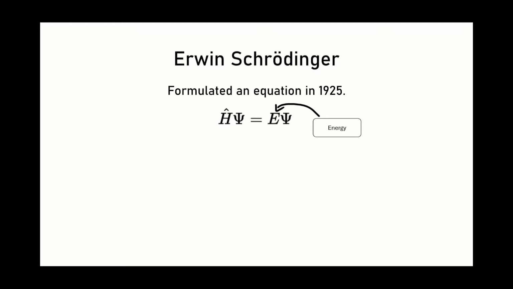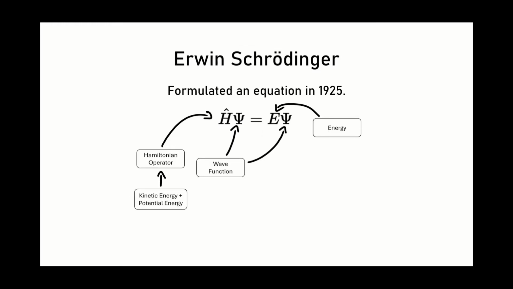Now, these two symbols here are the wave function. In quantum mechanics, we can describe matter as waves. So that's why we use something called a wave function to describe particles. Now this H here is something called the Hamiltonian operator. And this is made up of the kinetic energy and potential energy of the wave function.